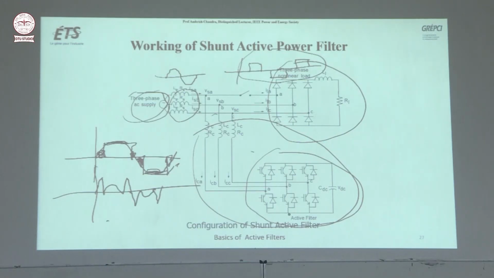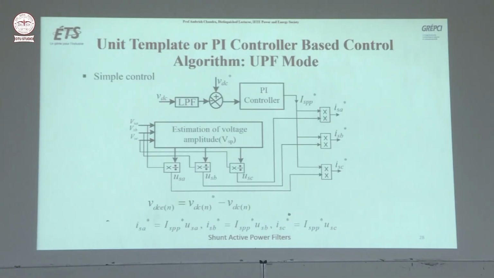Okay, something like this. This is the part of the current which has to come through this shunt active filter to make the source current sinusoidal. There are so many algorithms. The simplest one, which also works very well, is the unit template or PI controller based control algorithm.